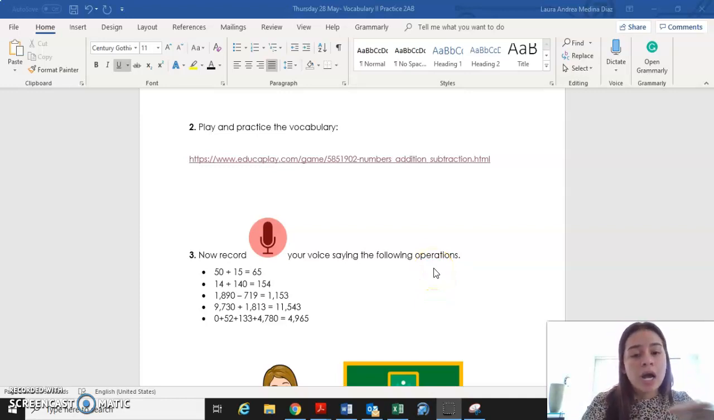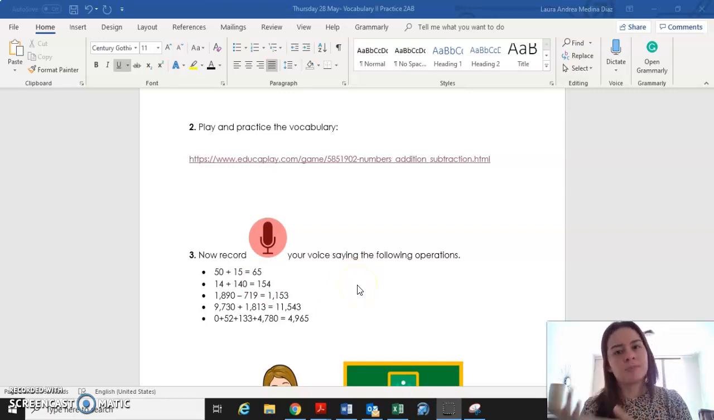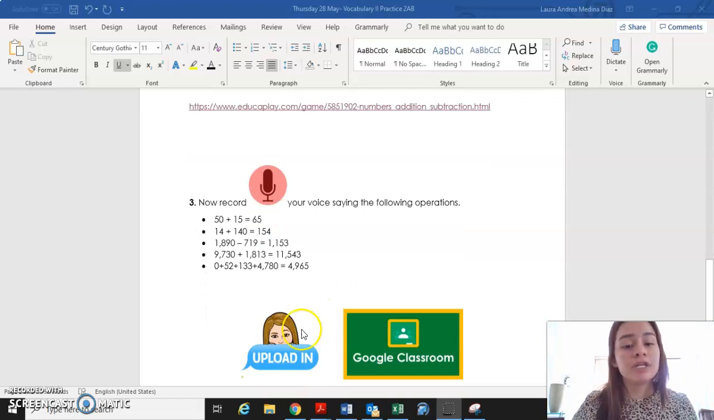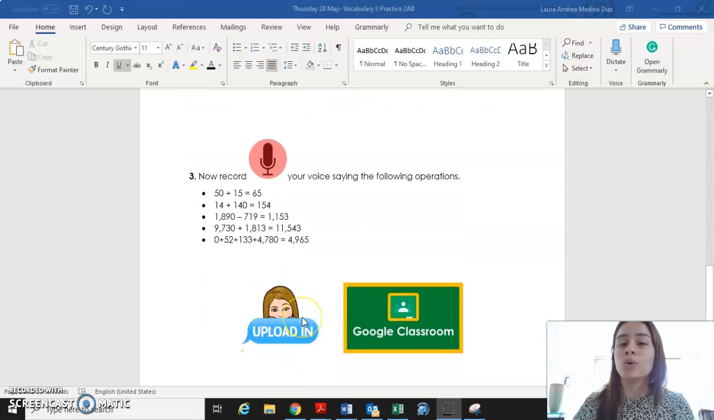Now, I'm going to give you an example of how to say the operations. 50 plus 15 equals 65. So you're going to do that with the others. In total, you need to say 5 operations between additions and subtractions. When you finish, you are going to upload it in Google Classroom so I can listen to how you are pronouncing, okay?